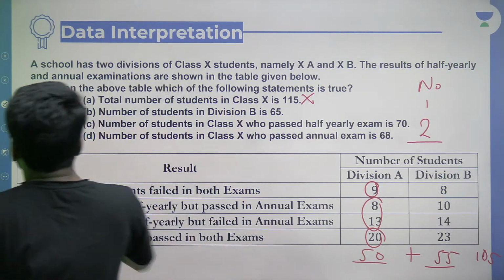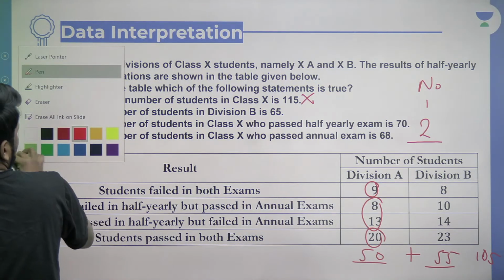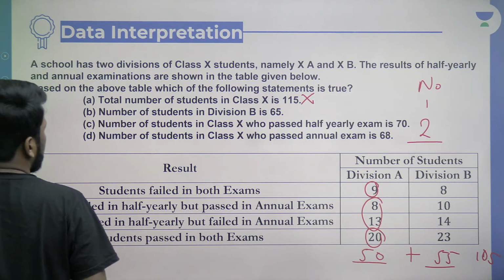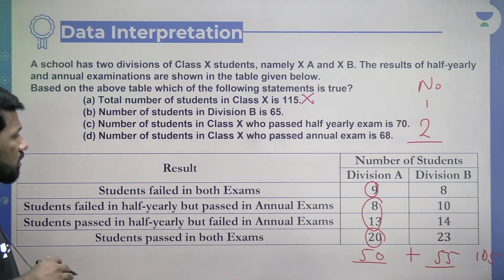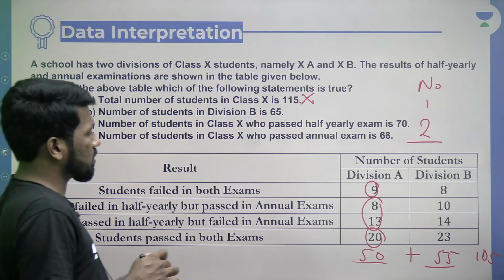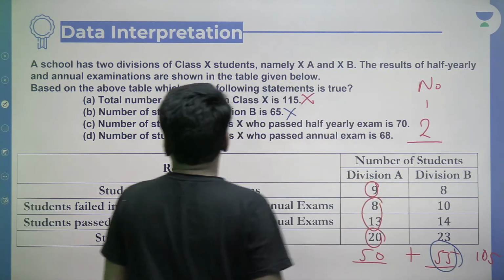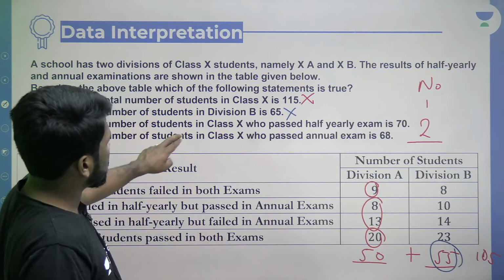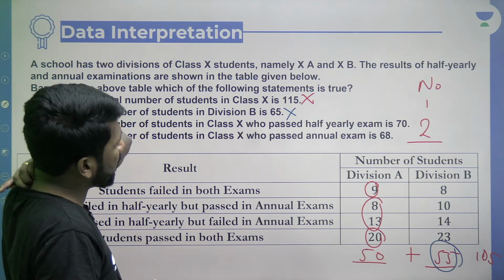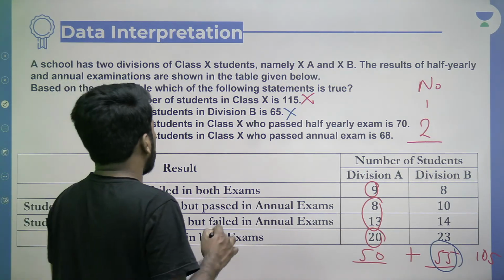This question is all about understanding the meaning of the question and answering, nothing tricky or anything in this. So straightforward it is. Option B: number of students in division B is 65. No, number of students in division B is 55. So this is also wrong. Option C: number of students in class 10 who passed half yearly exam. Yeah, there you should be careful.